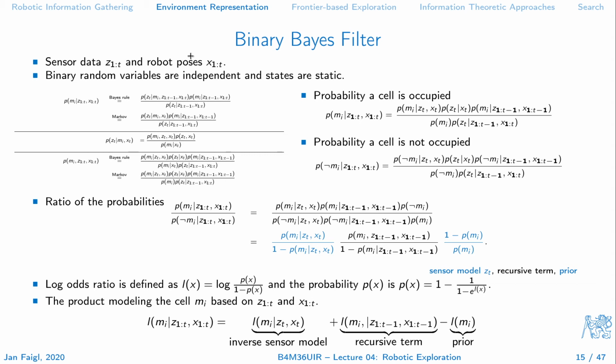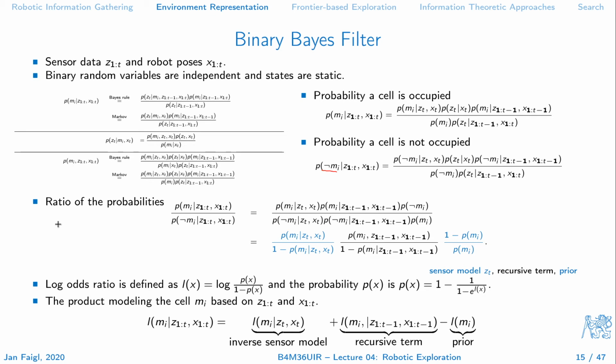So we have sensor data, which is in time sequence, and we have the robot poses, which are also a time sequence, but binary random variables are independent and states are static. So we can use the previous states, which is the Markov rule. And we have the Bayes rule for the conditional probability, so we can massage the equations, and we can get the probability a cell is occupied as this expression, or the probability a cell is not occupied in this expression.